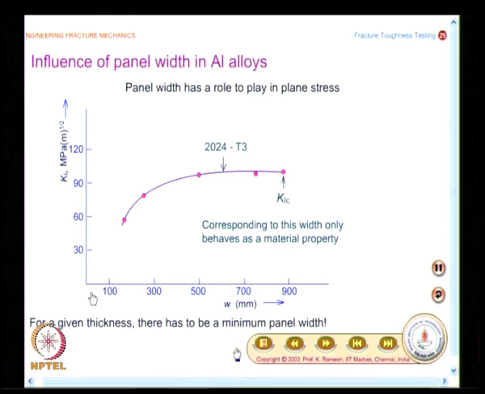So, you have a graph: on the x axis, the width of the panel is mentioned, and on the y axis you have the fracture toughness. What you find is, if the width of the panel is increased beyond a particular width, the value of K1C remains constant. So, the point here is the panel width has a role to play in plane stress.